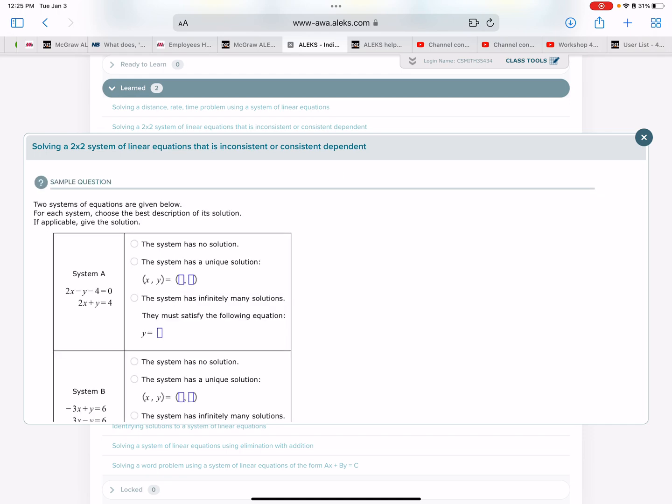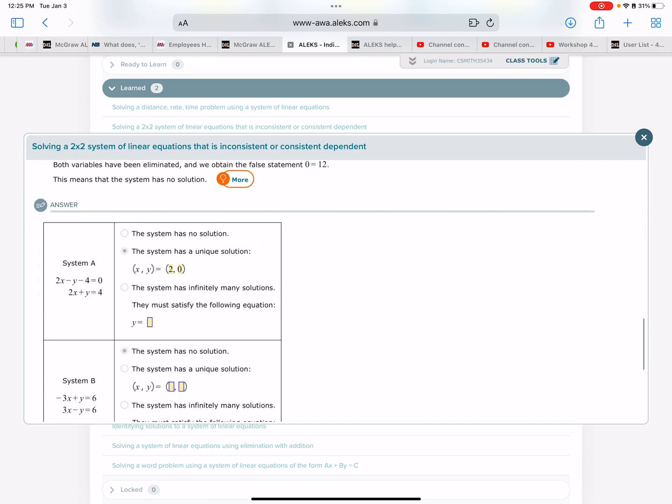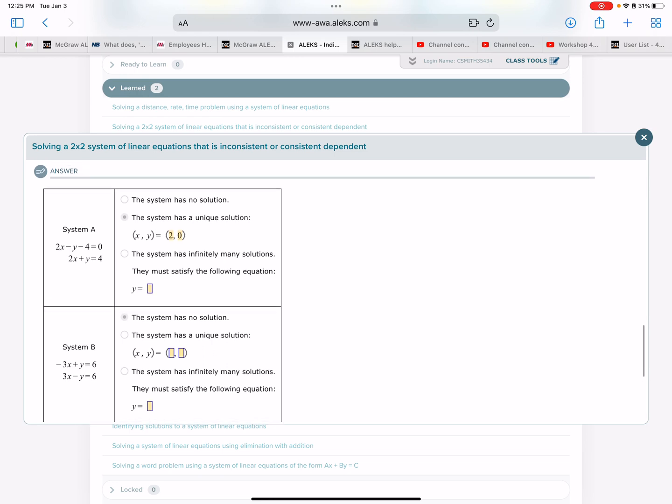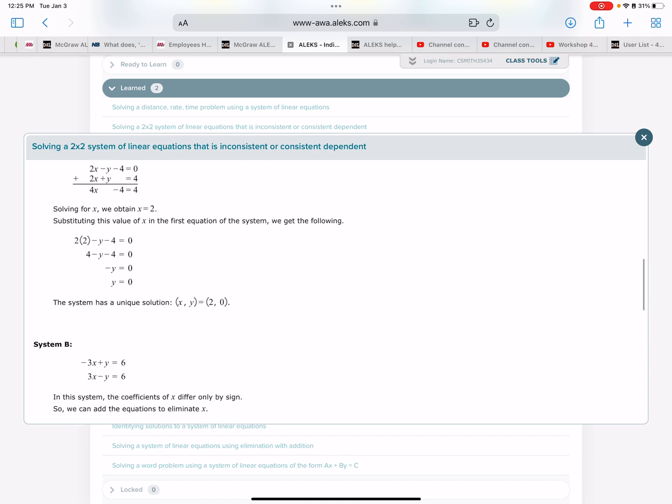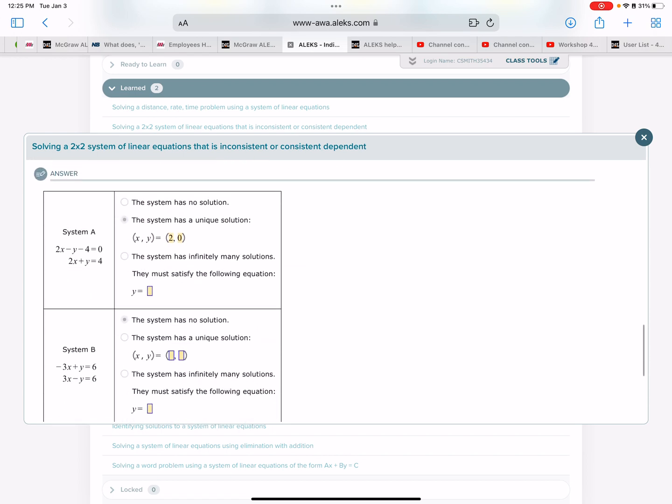Okay, 2 systems of equations are given below. For each of the systems, choose the best description. So let's look at system A and system B. System A, when you solve it, you can see it ends up getting one solution, which you can see here. To do this, you could graph it, or you could solve it.